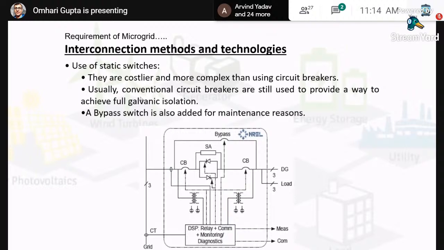Usually, the conventional method is still used to provide a way to achieve full galvanic isolation. You can see there will be physical isolation in the previous method. A bypass switch is also added for maintenance reasons. As you can see here, one bypass switch is also available to you. Whenever you have to take it out for maintenance, you may pass the power through this bypass mode.